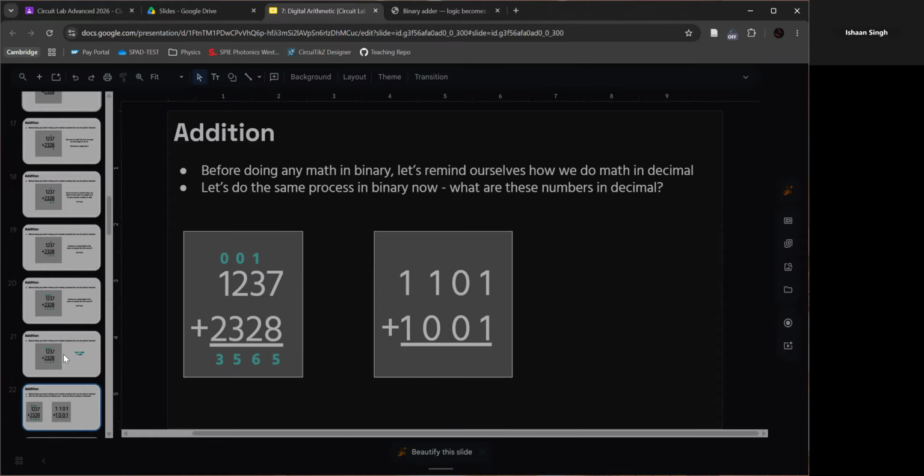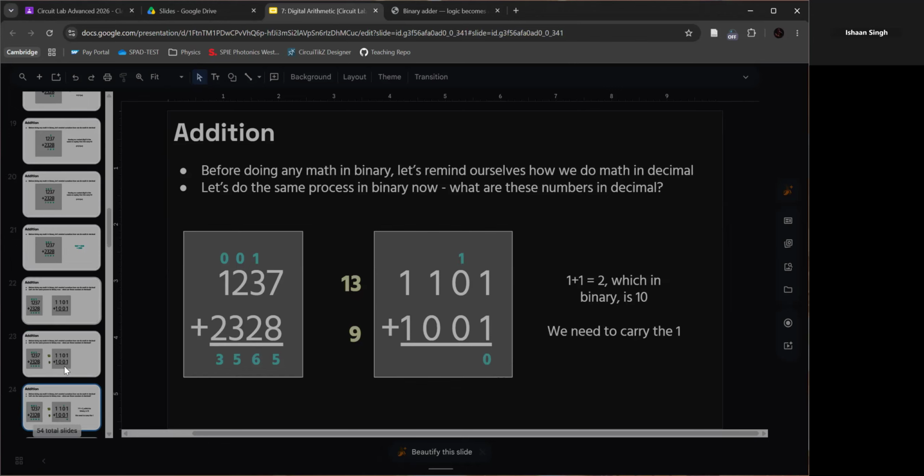Let's now go to an example in binary. Well, now in binary, I have 1 plus 1, which equals 2. But we don't have 2 in binary. In binary, 1 plus 1 equals 1, 0. So I'm going to put a 0 here, and I have to carry the 1. Okay? So let's see that. I have to put a 0 there, and I have to carry the 1.